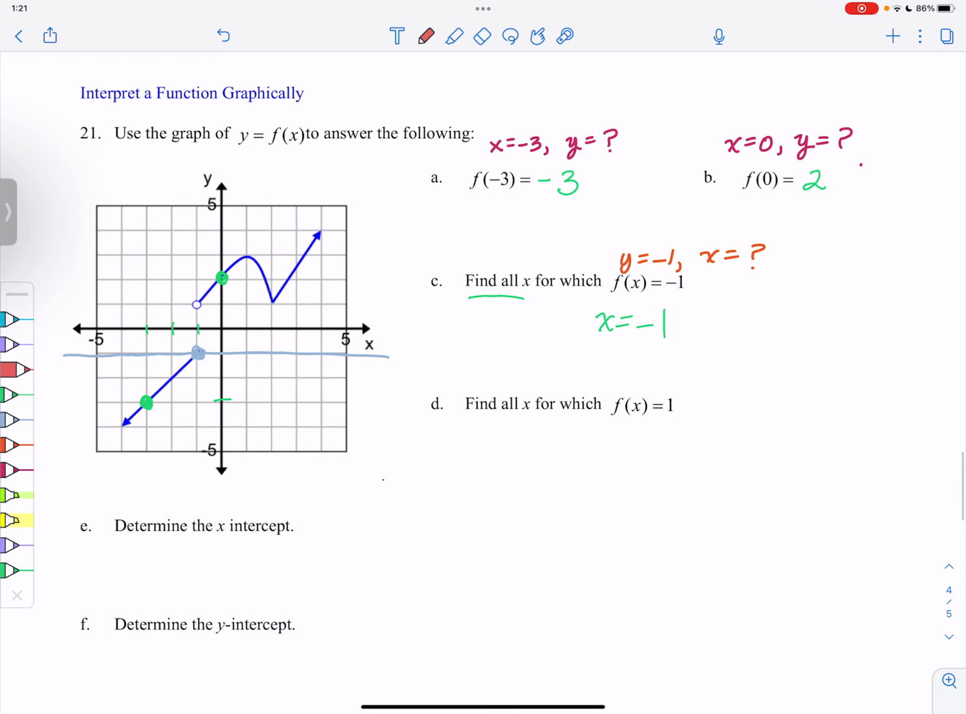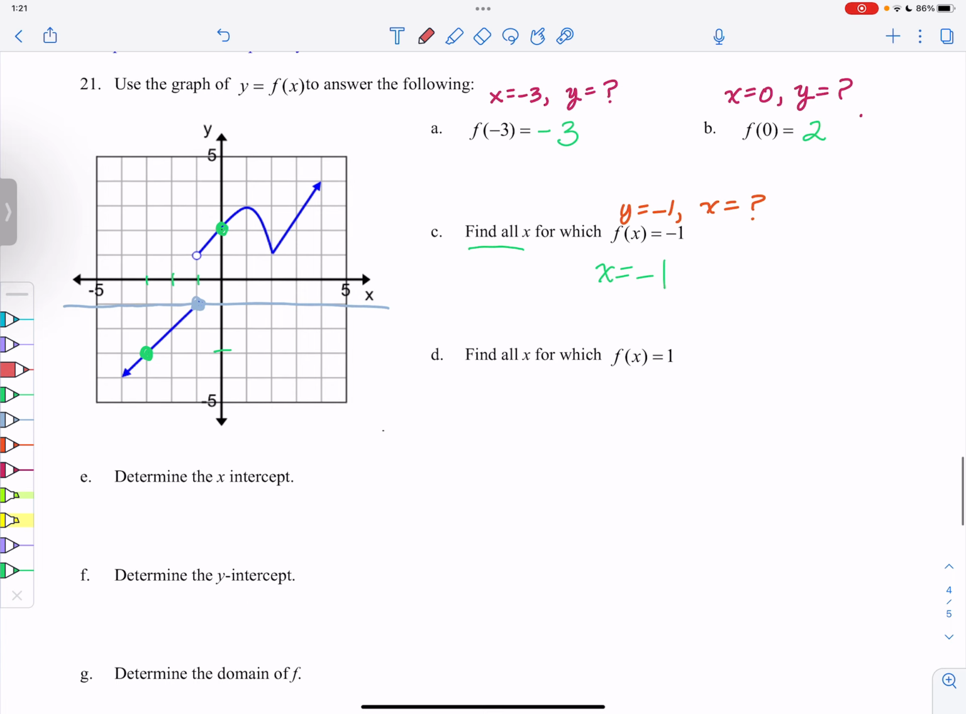Okay, let's take a look here. This is saying when y is 1, what is x? So let's go back, and when y is 1, I only see one x value. It is open here, so that is not a point. So that would be x equal to 2.